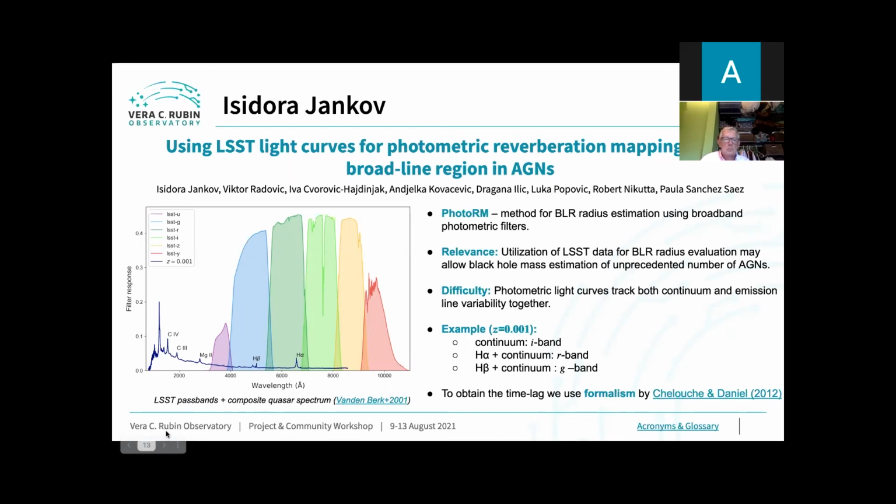Having in mind the upcoming streams of light curve data from the LSST, this method could contribute to a dramatic increase in the number of reverberation mapped objects, especially in the case of faint objects, which are difficult to monitor spectroscopically. Next slide, please.